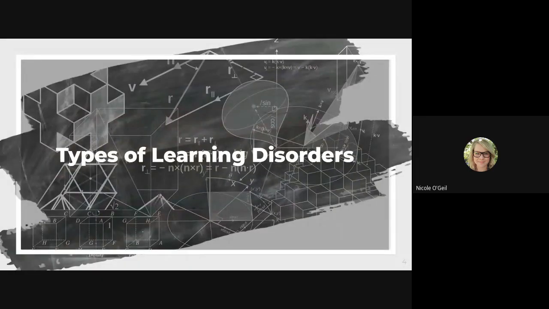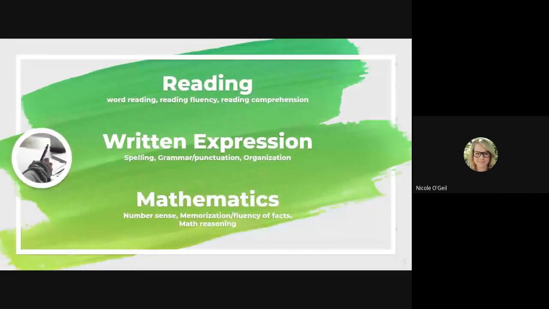Looking at the types of learning disorders, there are really three main types, and a student could have one, they could have two, or they could have all of the following. Various processes can affect how each individual learning disorder is expressed, but generally it's those processes that create difficulties in the academic areas of literacy and numeracy. So the first one is reading.